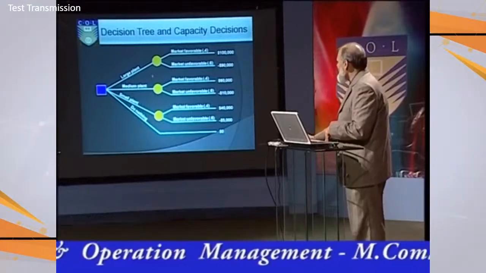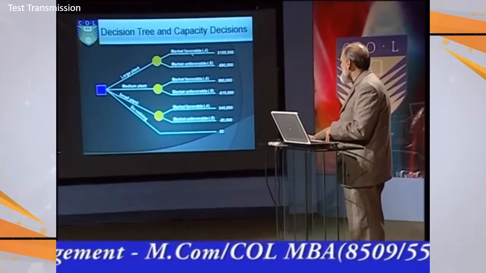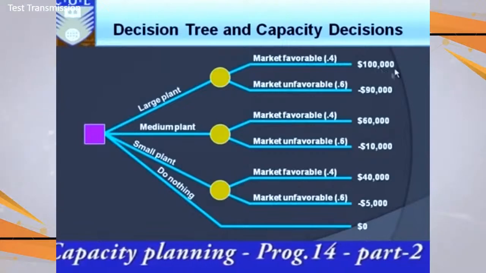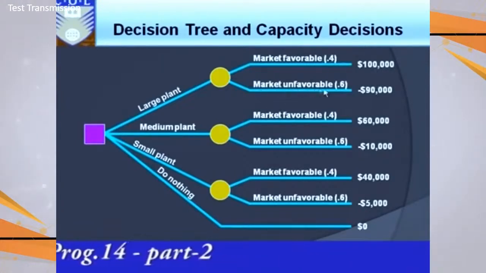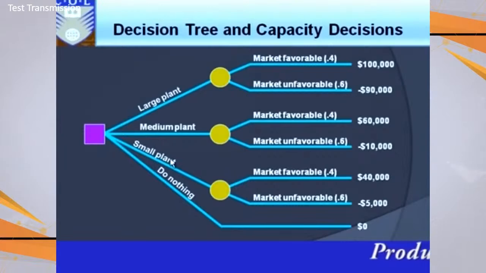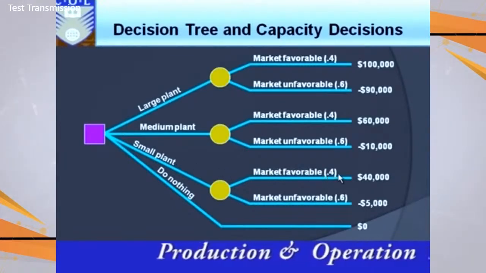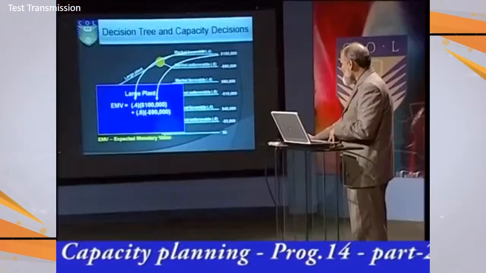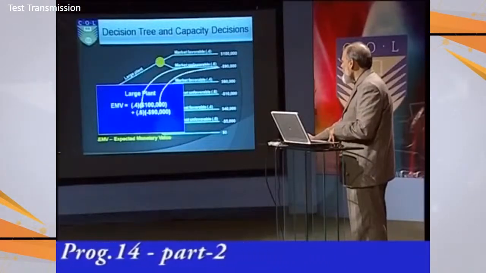Okay, we come up with, let's say, if we install a large plant and the market is favorable, our revenues are 100,000. Market is unfavorable, we lose 90,000. In a medium plant, if the market is favorable, we make $60,000. If the market is unfavorable, we lose $10,000. In a small plant, if the market is favorable, we make $40,000 or we lose $5,000. This is what we call the decision tree analysis, and as such, for the large plant, EMV stands for expected monetary value.